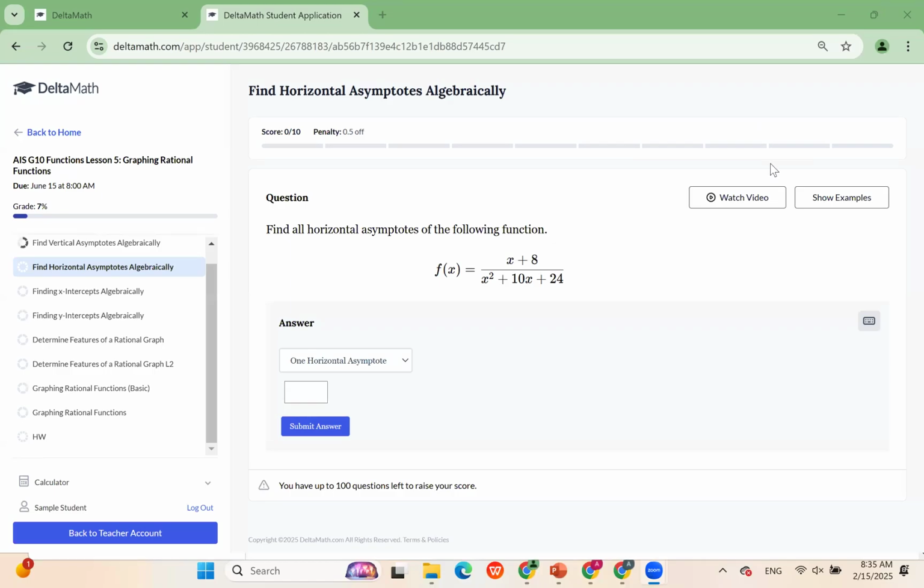Hello and welcome to this video in which we shall be discussing horizontal asymptotes. A horizontal asymptote is a determinant of the end behavior of the function. So if you have a rational function looking like this, for example, we're interested in what value the function approaches towards the edges. So how do we figure this out?